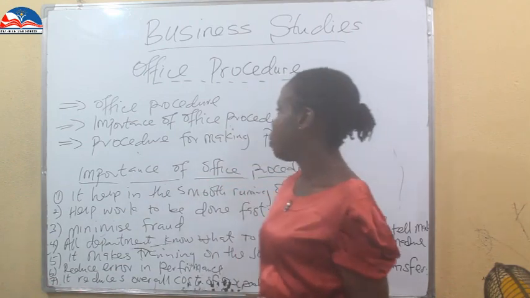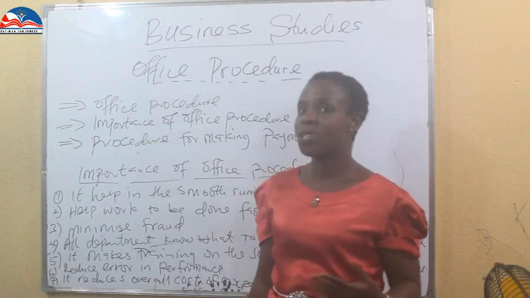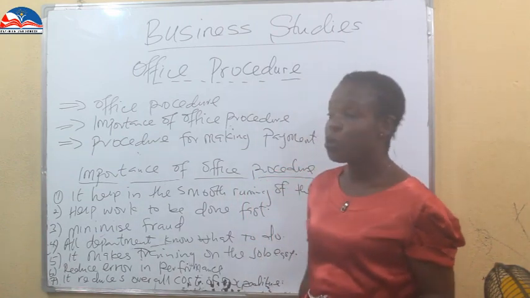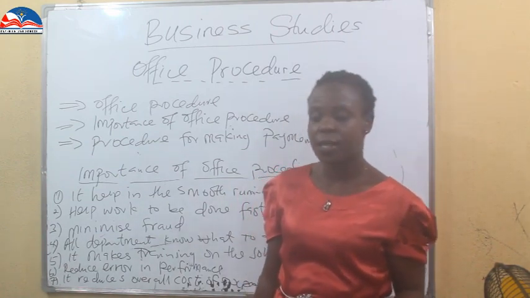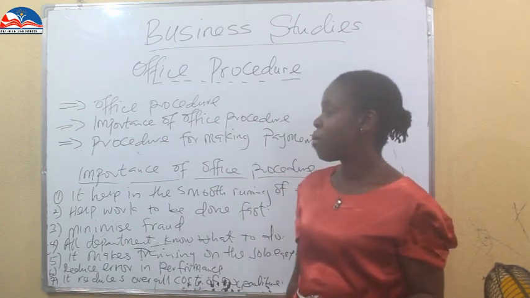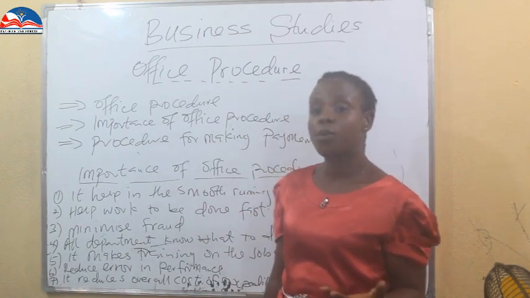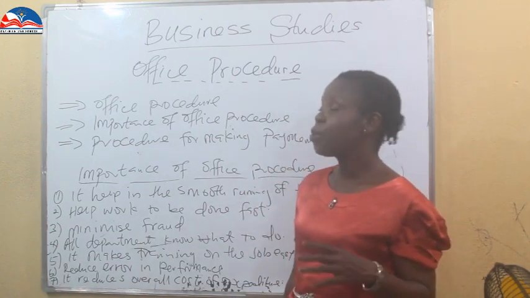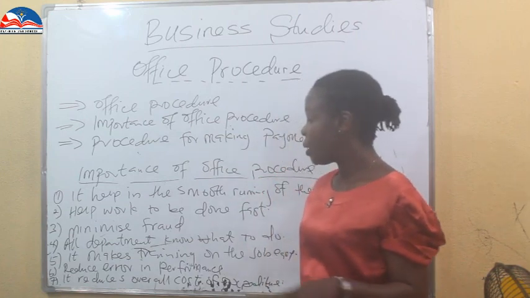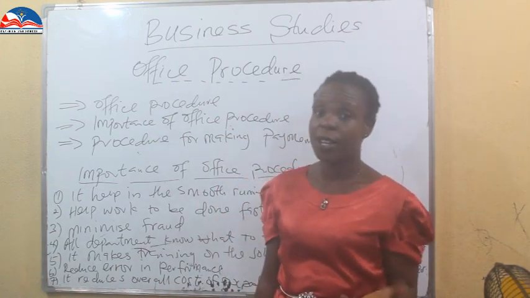So this is objective number 2, importance of office procedure. And these procedures are good. They help to smooth everyday running of the business, help to make work fast, minimize fraud, all departments know what to do, make on-the-job training very easy, reduce error in performance, and then reduce cost of expenditure of any type.